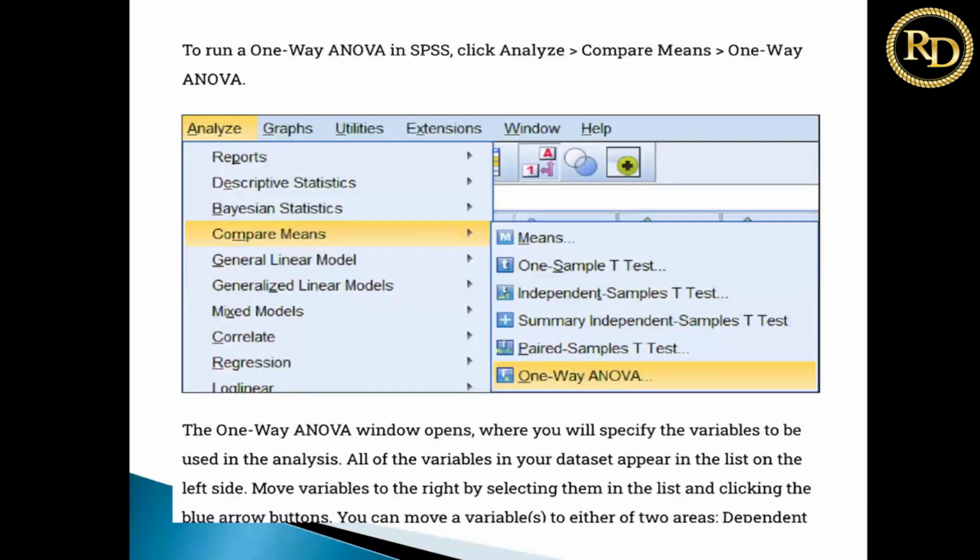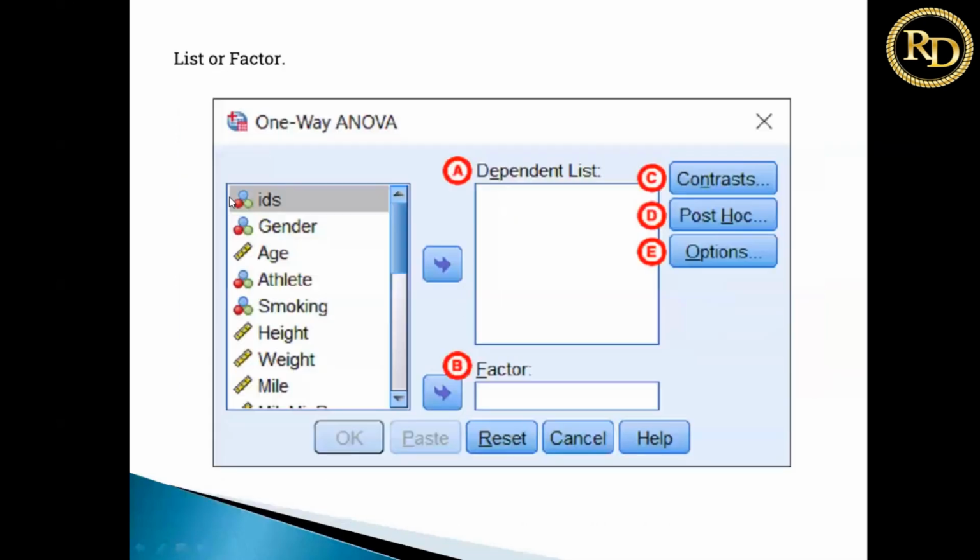Okay, so how to perform this one-way ANOVA? In SPSS, go to Analyze, then Compare Means, and go to One-Way ANOVA. You will see this dialog box open. You just put the test variable here, and here the factor, that is the grouping variable actually. And you have to define the different groups.